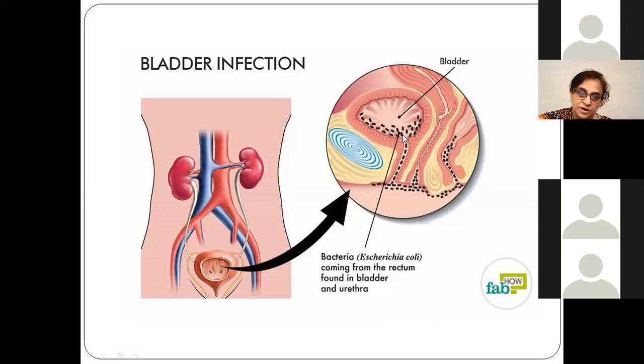So from the urinary tract, the bladder, they're going to cause cystitis here, and then after causing cystitis, if it is not cured at this stage, the infection can ascend upward to the ureters and to the kidneys also.